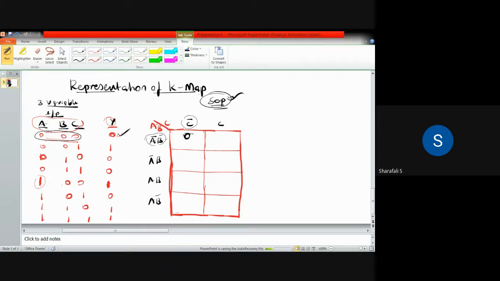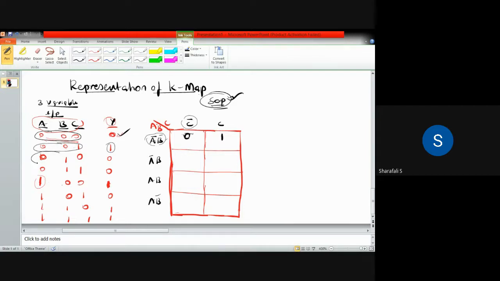Next cell, if you consider A bar, B bar, C. What is that? A bar is 0, B bar means B is also 0, C is 1. So this term, the second one, this cell is representing the second one, so its output is 1, like you can see here. So that output you can represent like this.